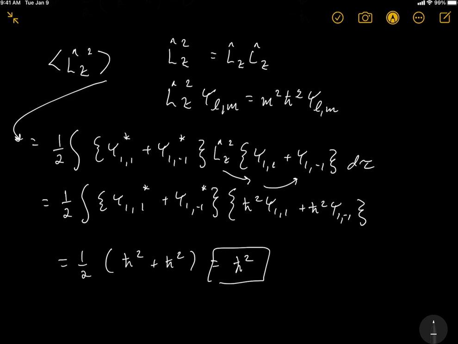Okay, so the average angular momentum along the z-axis, the component along the z-axis, is 0. But the RMS angular momentum, right, the squared angular momentum along the z-axis, is not 0.